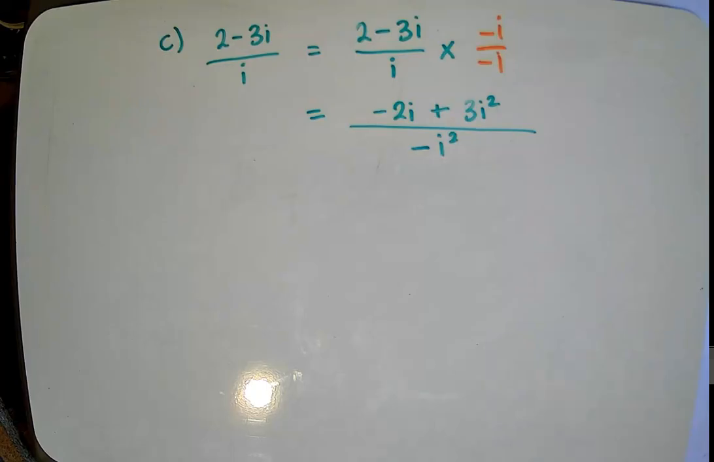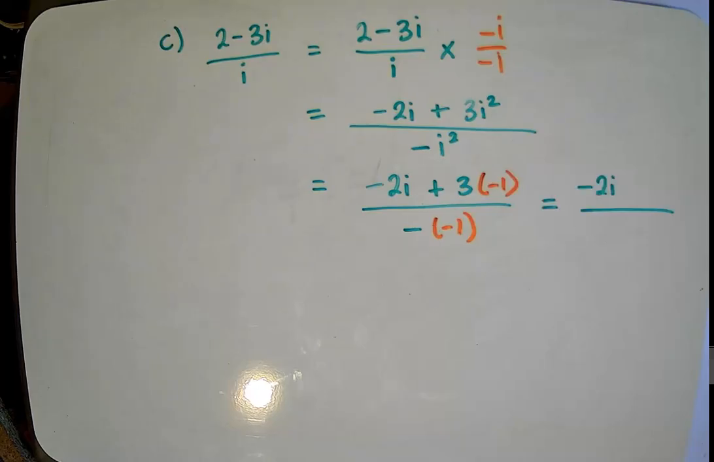Split it would be the next step. Okay, so the next step would be to substitute minus 1 where we see i squared. Then simplify. 3 times minus 1 will give us minus 3, and minus 1 will give us plus 1 in the denominator. So we'll get minus 2i minus 3 over positive 1. So our final answer will be minus 3 minus 2i.